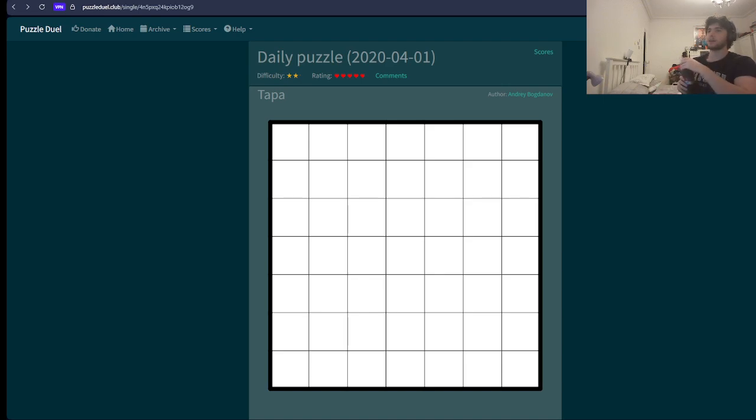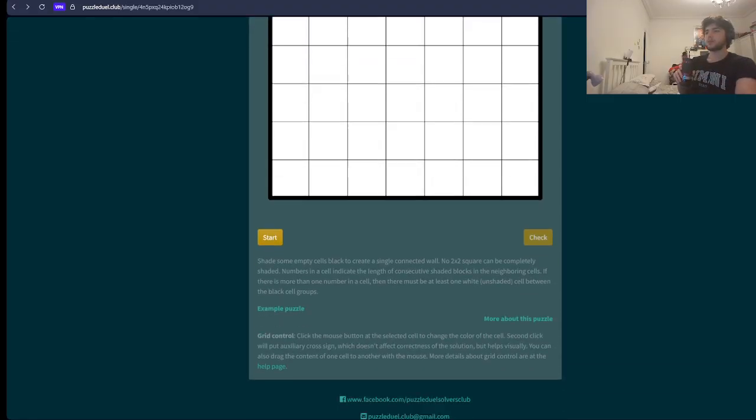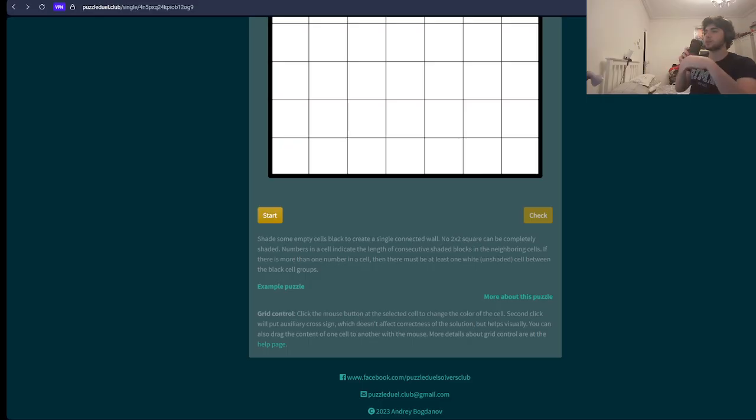Hello everybody, welcome back. Today I'm going to be doing the first ever daily logic puzzle that I can find anyway on the website Puzzle Duel. This type of logic puzzle is called Tapa, and it's a little bit complicated, but I think I've managed to make sense of it now after reading it for a bit.